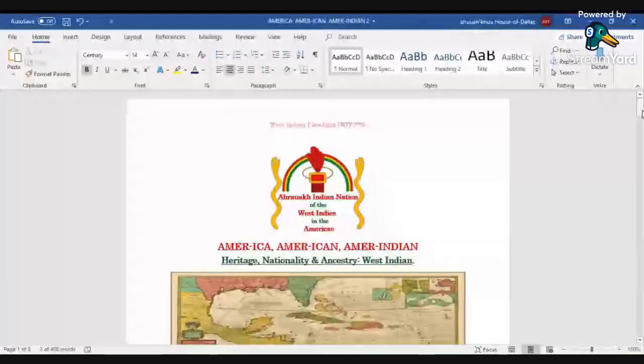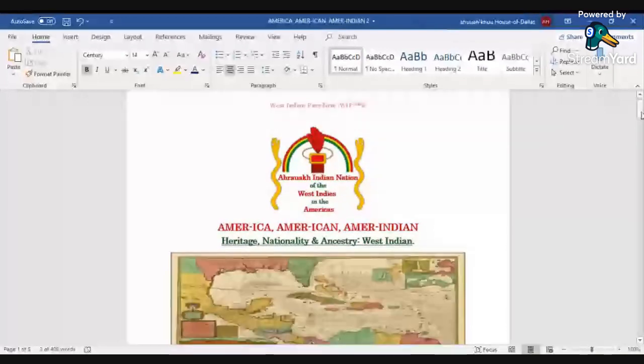West Indian paradigm. They are more like a walking room nations in the American West Indies area, when we bring forward ancient Inca symbolicity. So again, we share, we say America, American, Amerindian, our heritage, nationality, and ancestry. West Indies.